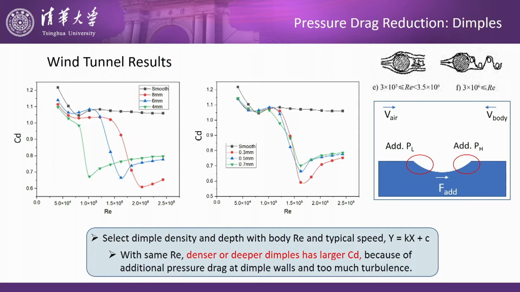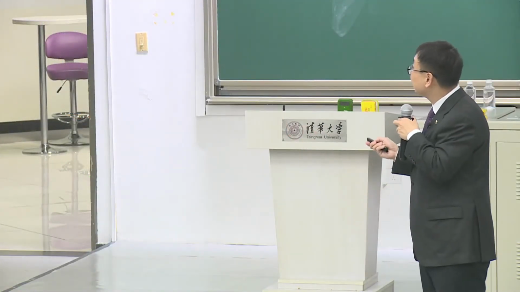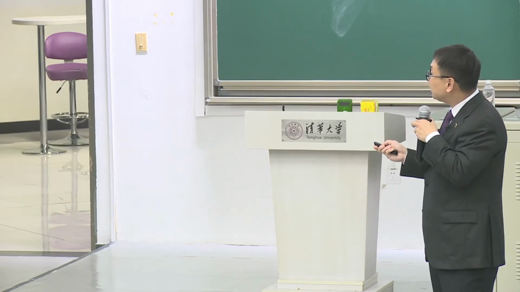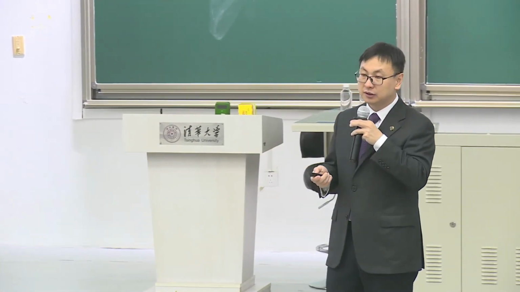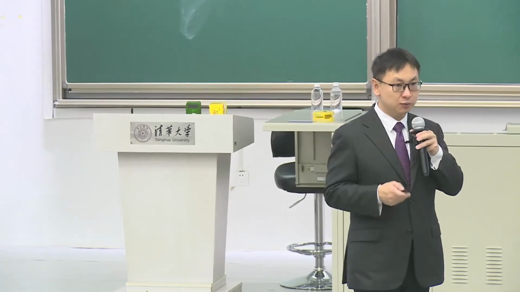And for the same density, we found that interestingly, 0.3 has smaller CD than 0.7. Why? Because here we have another additional pressure drag on the dimple structure. When the airflow goes this way, here we have a low pressure, here we have a high pressure, and they generate additional force. That's why everything should not be too much. Okay. And now we have this density and depth, so we can calculate the correct dimple structure for athletes for different sports.